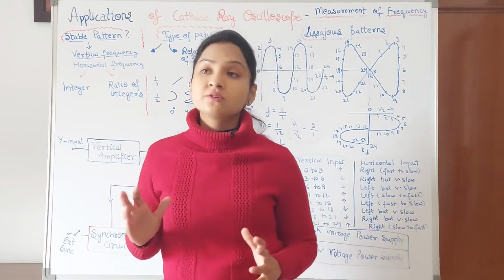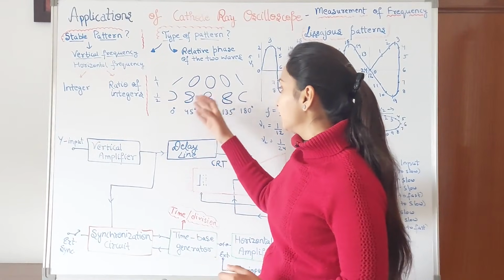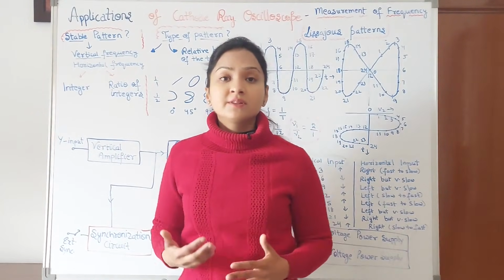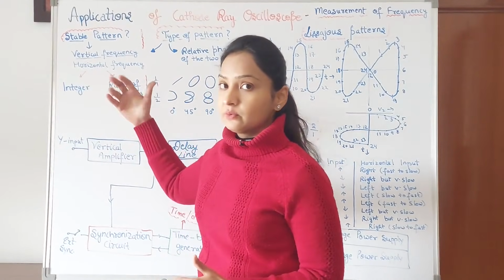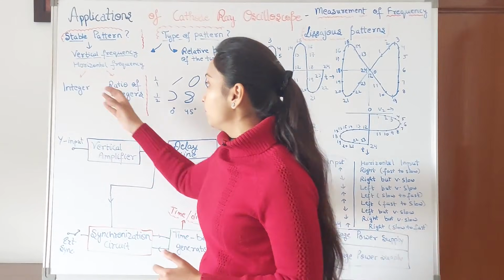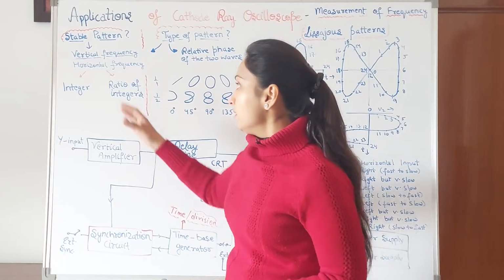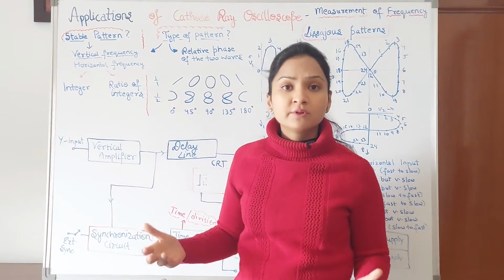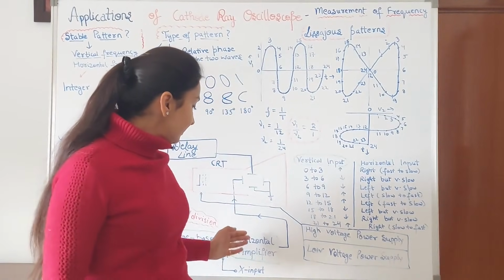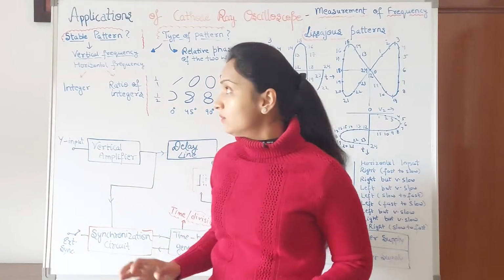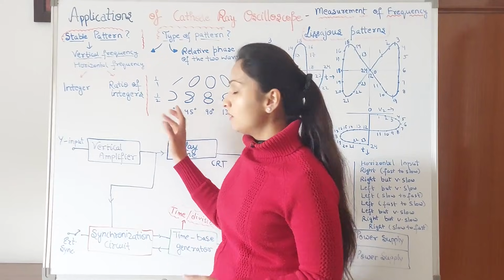Now the next question is, when do you obtain a stable pattern? A stable pattern like these. The condition for that is that the ratio of the vertical frequency and horizontal frequency should be an integer or a ratio of integers like this. Here vertical and horizontal frequencies refer to the frequencies of the Y input sine wave and X input sine wave respectively. So the ratio of these frequencies should either be an integer as in this case, or a ratio of integers.